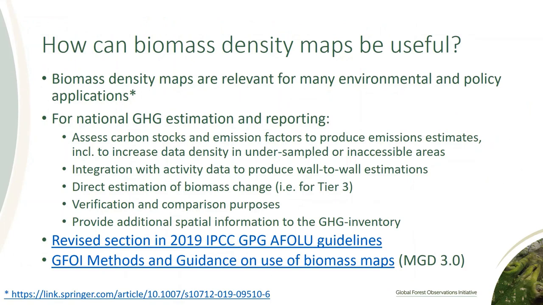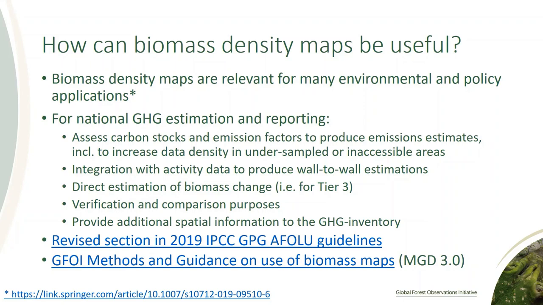So national level estimation, how can it be useful? In general, biomass density maps are relevant for many environmental and policy applications. There's quite a long list. We're talking here about national greenhouse gas estimation and reporting. And there, the obvious use is to assess carbon stocks and emission factors to produce emission estimates. In particular, for example, with countries which have large inaccessible pieces of forest, which have areas that are undersampled and stuff like that, using these spatial biomass predictions can actually help to increase the quality of estimation in those regions.